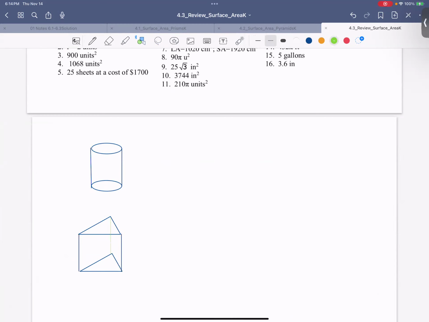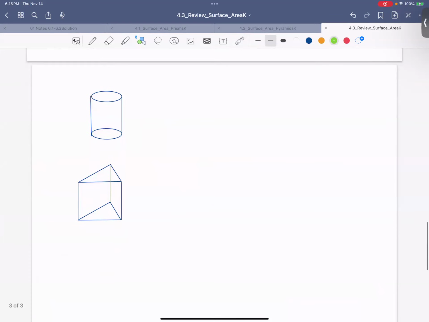I purposely draw the lines on the back very thin because those are the lines I'm not able to see from the front position. This is called a triangular prism. And then the rectangular prism, okay?